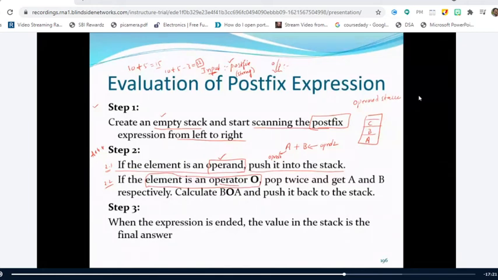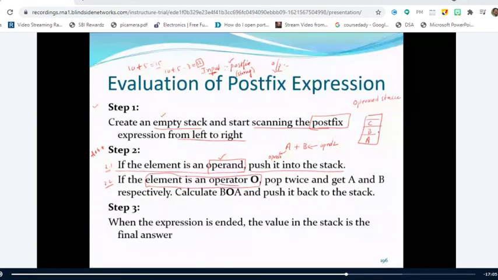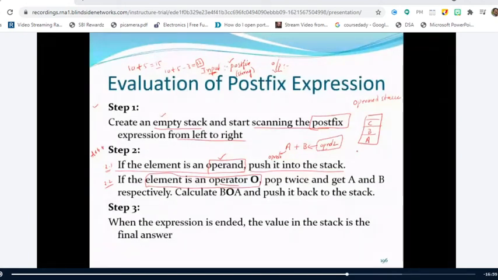Coming back again to our algorithm, if the element is an operand, push it onto the stack. If the element is an operator, then you have to perform two pop operations. Listen carefully, there is an important point. The first popped element should be placed inside operand 2. That is what you have to remember. Whatever element you pop from the stack the first time, you place in operand 2.